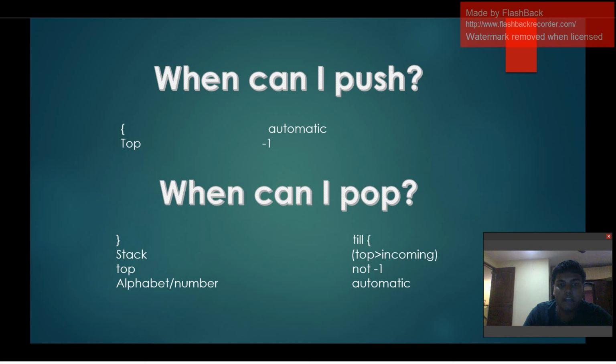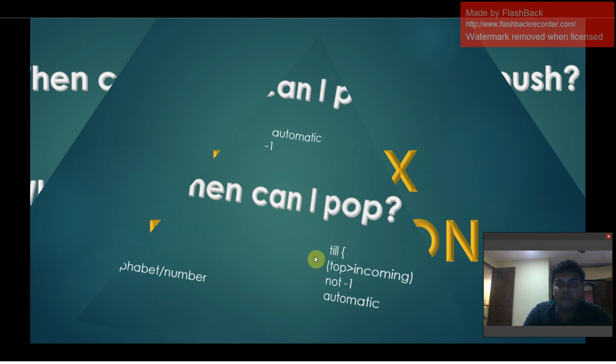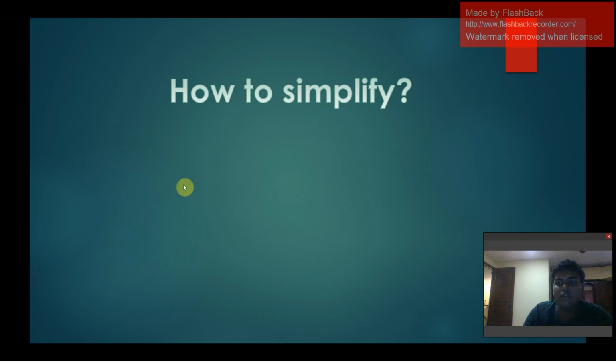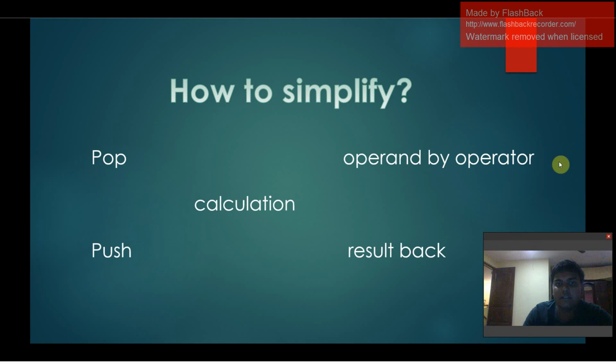Then a little bit regarding push and pop we have to see. Then regarding postfix evaluation also, this is very simple. How to simplify this is basic logic only. The operand, suppose it is A, or values like 1, 2. When a symbol comes, with 1, 2 as the values and plus coming, it will add 1 plus 2, 3. Then after calculation it will be pushed back into the stack.